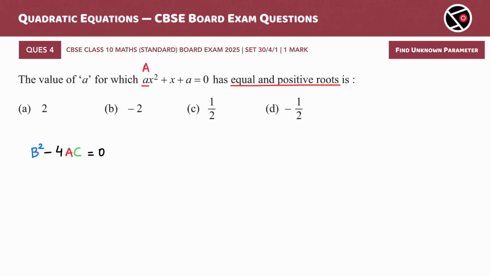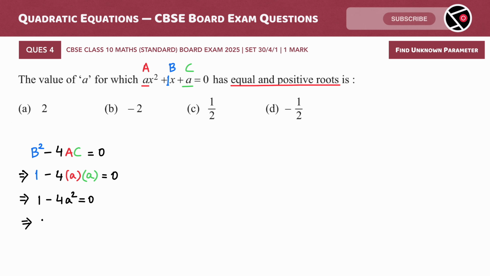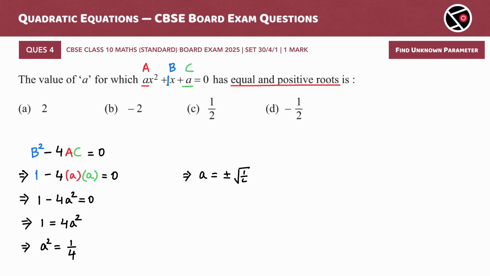A is a. B is 1. C is also a. We have 1 minus 4 times a times a equals 0. 1 minus 4a square equals 0. 1 equals 4a square. A square equals 1 over 4. A is plus minus square root 1 over 4. A is plus minus 1 over 2. We have two values of a, plus 1 over 2 and minus 1 over 2. Which one should we pick?